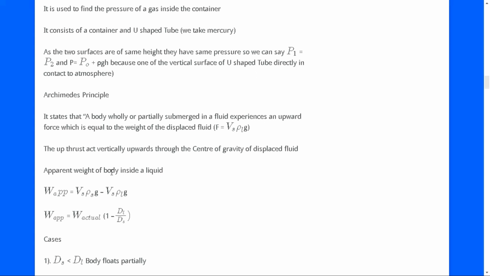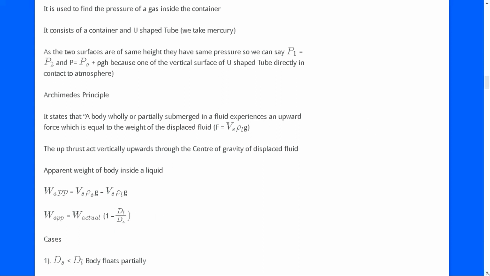Now we want to find out the apparent weight of a body inside a liquid. The apparent weight is equal to the weight of the solid, that is the density of the solid into g, minus the volume of the solid, density of the liquid, and g. After solving all, we get the conclusion that W apparent is equal to W actual into 1 minus density of the liquid by density of the solid.